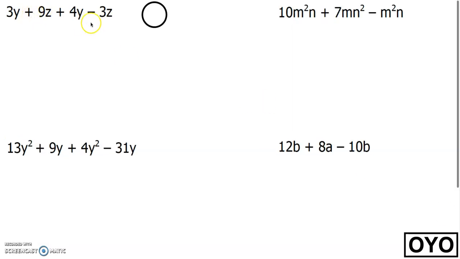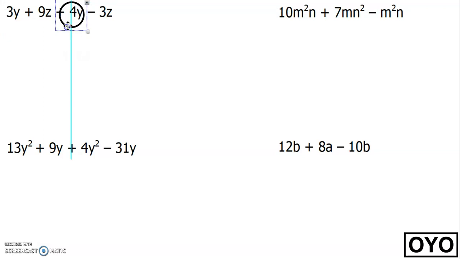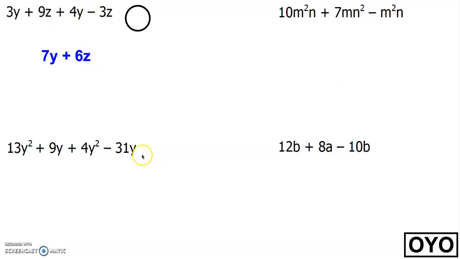Here we have different terms with different variables. As I look at this first example, I notice that I have a 3y and a 4y, and a 9z and a negative 3z. I can only combine the ones that have the same variable and same exponent. So I can only combine the 3y and the 4y to be 7y, and then 9z and negative 3z to be 6z. These last three problems are on your own.